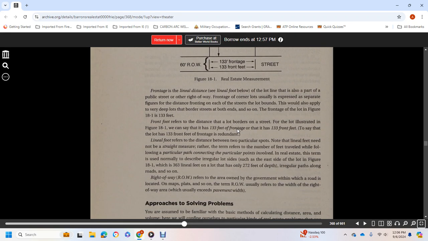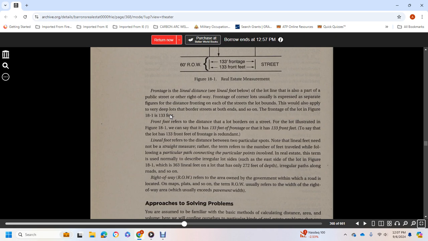Frontage is the lineal distance, or lineal feet, of the lot line that is along a public street or right-of-way. Frontage for corner lots is usually expressed in separate figures, giving the distance fronting on each of the streets a lot borders. The frontage of the lot in Figure 18.1 is 133 feet.